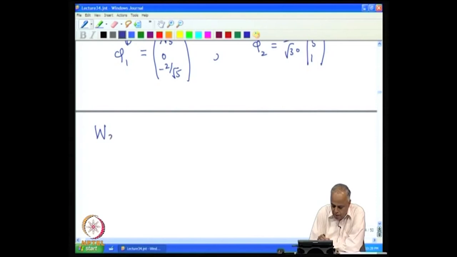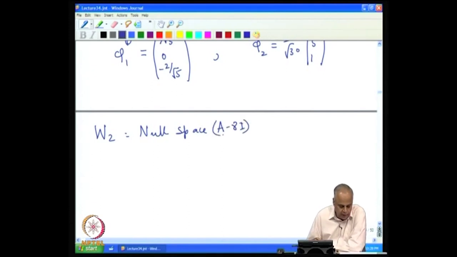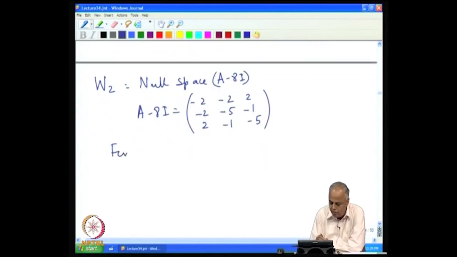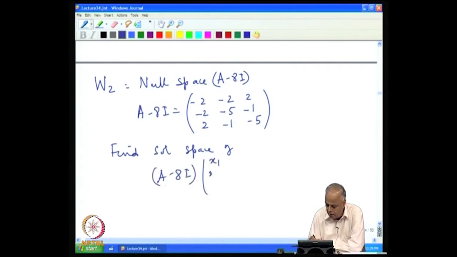Let us next find W2, which is the null space of A minus lambda 2 I, where lambda 2 is 8. So, A minus 8I. Now, A minus 8I is obtained from the given matrix A by subtracting 8 from the diagonal. When we do that, we get this matrix. Now, we have to find the solution space of the homogeneous system (A minus 8I) (x1, x2, x3) equal to (0, 0, 0).